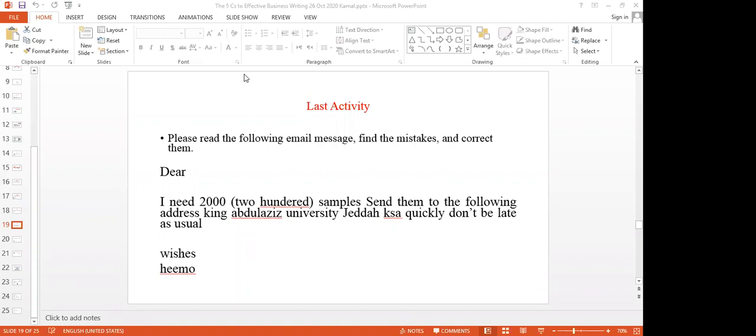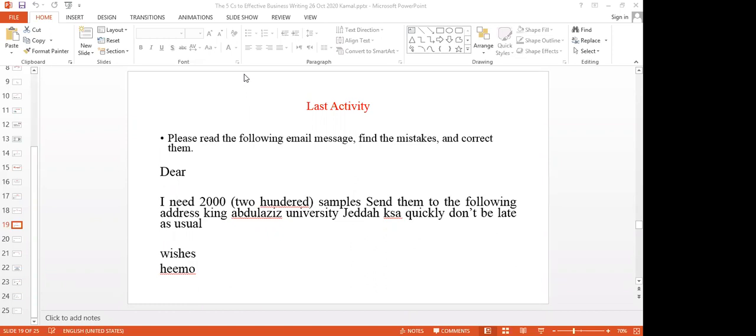Excellent. Yes, spacing. In short, it has no 5 C's. Instead of 5 C's, it has 4 rivers or 5 rivers. 200 is different from 2000, which is very, very dangerous in business. Samples, no full stop. "Send them" instead of "please send them," and so on. The following address, look at the address. It's not very, very clear, actually.